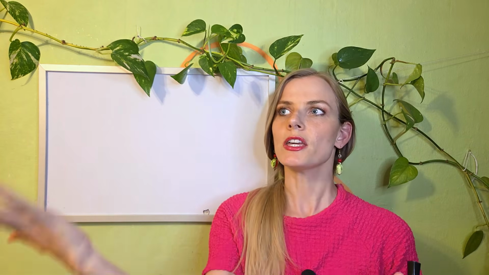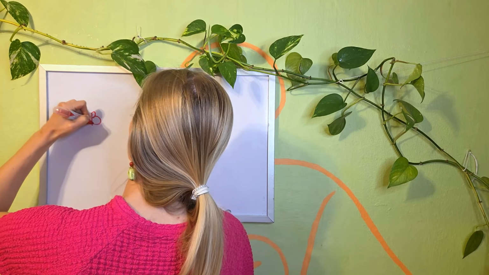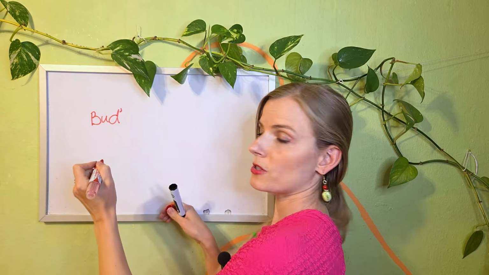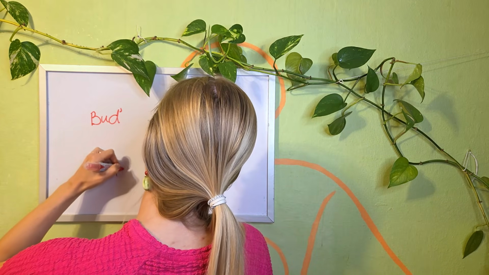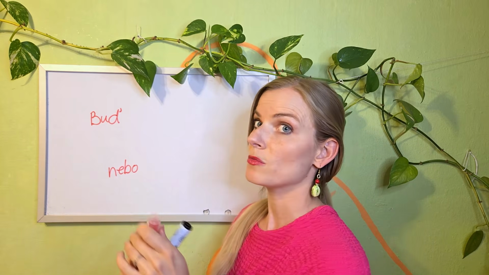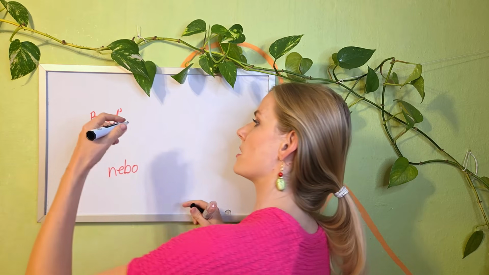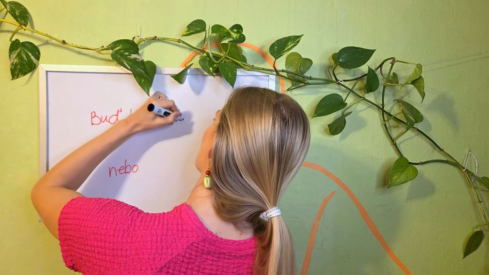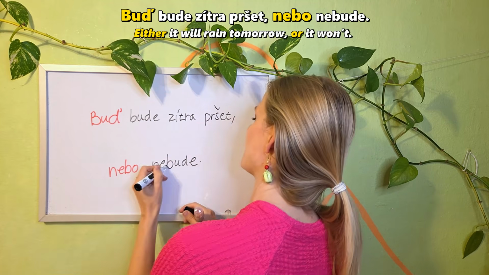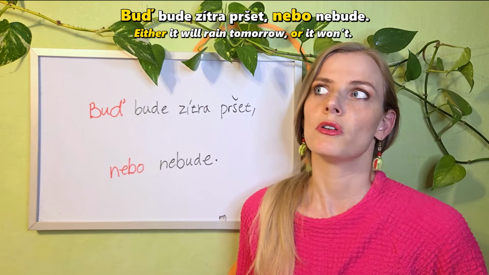Now we're gonna use either or, which in Czech is buď nebo. So we have two options and we use buď in one part, buď, and the other one is nebo. Nebo means or. You can use it by itself, but it's often used in pair when you give these two options. It's either gonna be this or that. So we could say, buď bude zítra pršet, comma, nebo nebude. That's simple. Buď bude zítra pršet, nebo nebude. It's either gonna rain tomorrow or it will not.